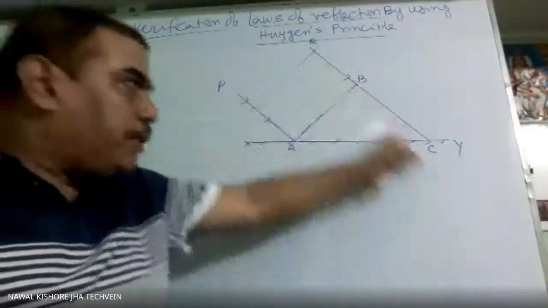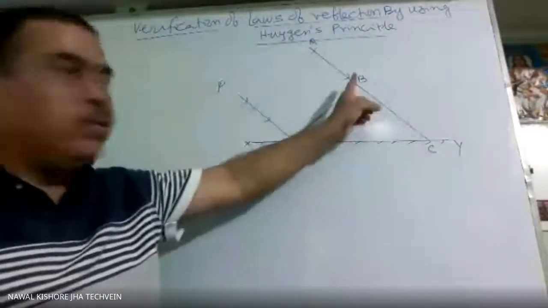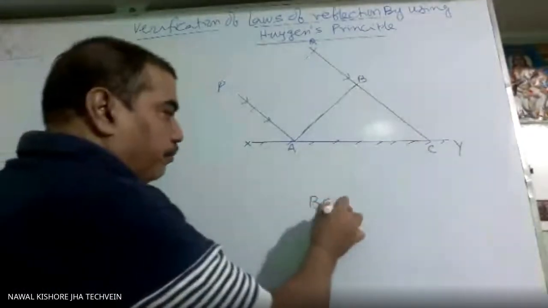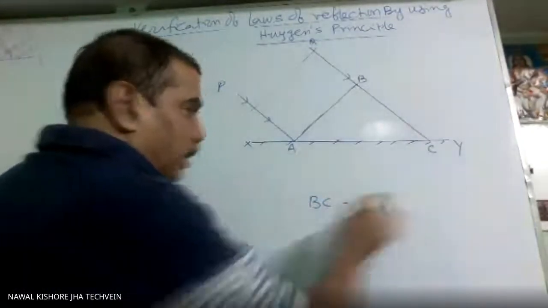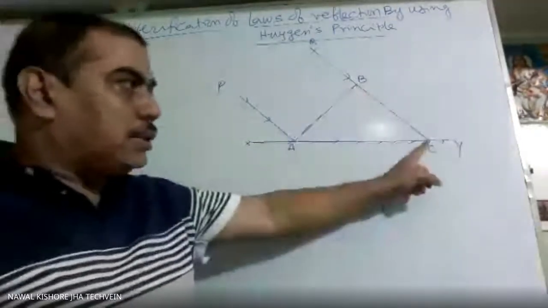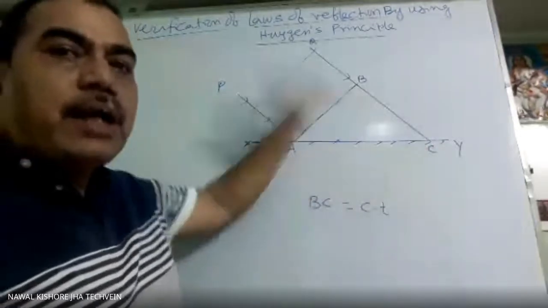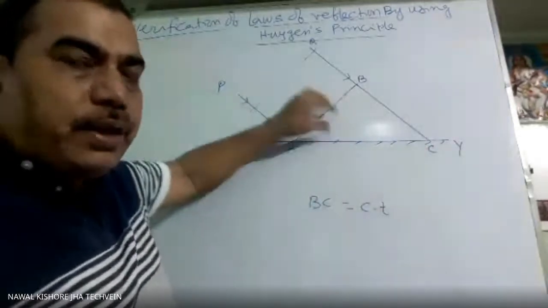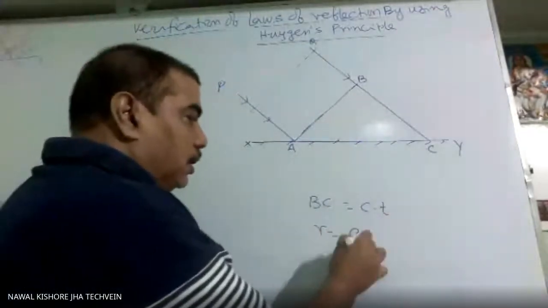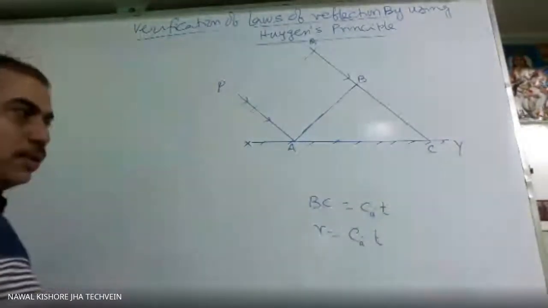So if BC we have taken, if light takes T seconds to reach from B to C, then BC was C into T. So when this has struck, A has spread light in a sphere of radius, how much? C into T. So this C we have taken here. CK we have taken yesterday. So this is CA only.